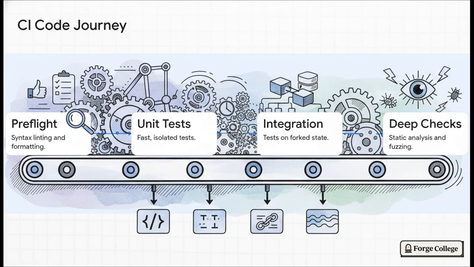The really crucial point here is the sequential journey of your code. Step 1, pre-flight checks for syntax. Step 2, fast isolated unit tests. Step 3, integration tests on forked state. And Step 4, deep static analysis and fuzzing. Your code journeys through these steps sequentially, ensuring correctness, safety, performance, and reproducibility at every single gate. If it trips up anywhere, boom, the conveyor belt stops immediately.